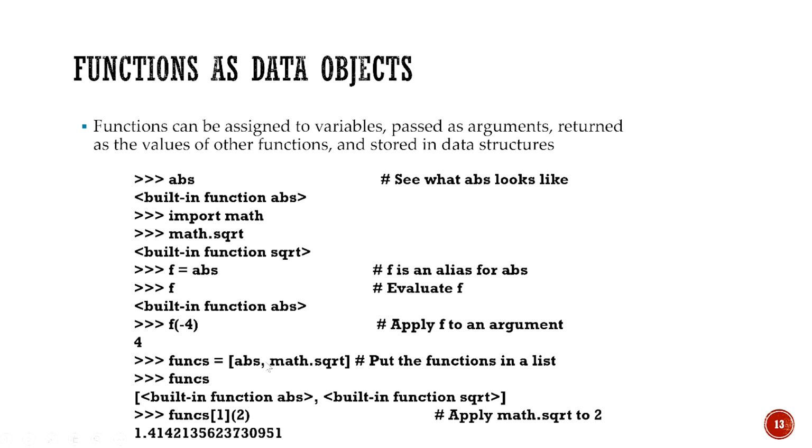So in a list, each item is assigned a position or index. The first one's index is 0, the second item is 1. So first I need to specify the index or the position of that function in a list. So funcs[1], so 0, 1, it means that now use this function and then pass on the input argument. So the square root of 2, and then you get the result.